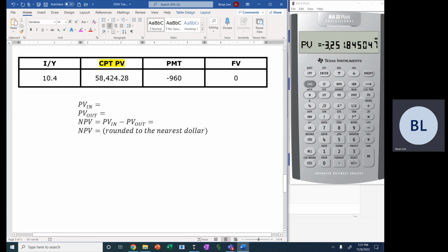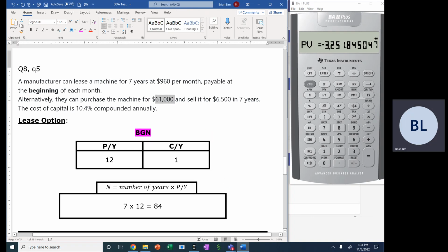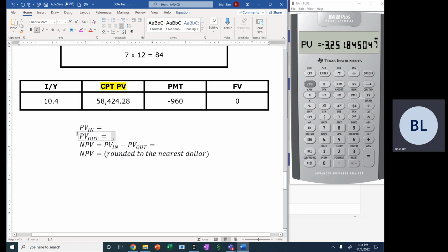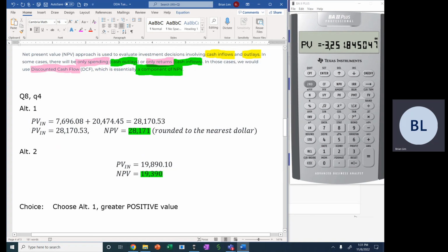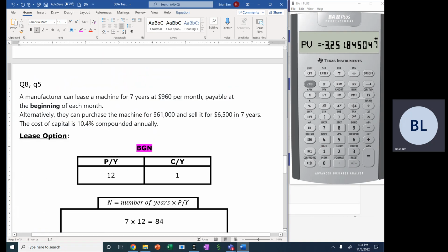Now, this purchase option is kind of a different story. If you purchase for $61,000, it means what? Yes, that the P out is 61,000. I think that is what I saw, if I'm not wrong. Was that it? Sorry, 61,000. Yeah, that is correct.